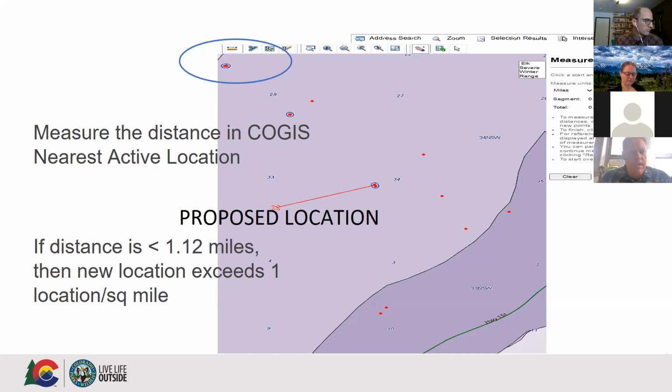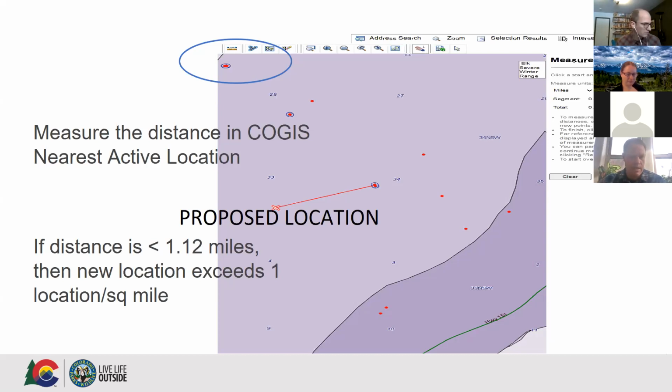And if the distance is less than 1.2 miles, then your new location will exceed 1 location per square mile. And the thing to keep in mind here is we're not concerned about the section township range public land survey system square mile. We've basically dissolved those artificial geographic boundaries, and we're really looking at the density of facilities within the habitat types. So everybody's going to wonder why 1.2 miles.